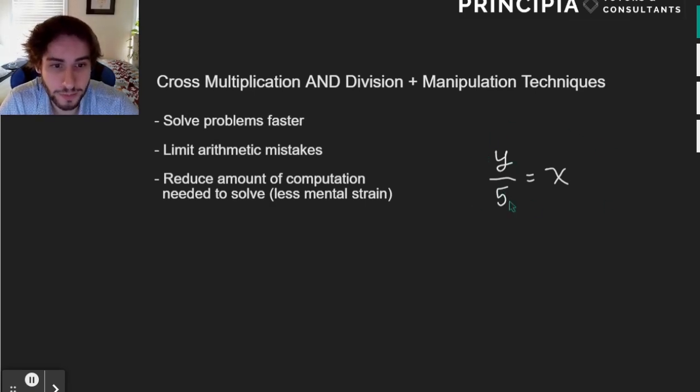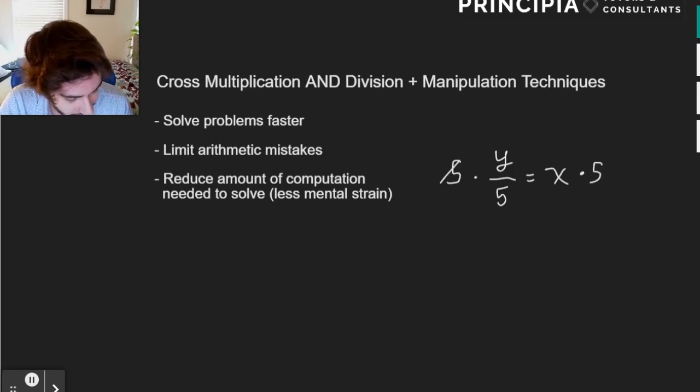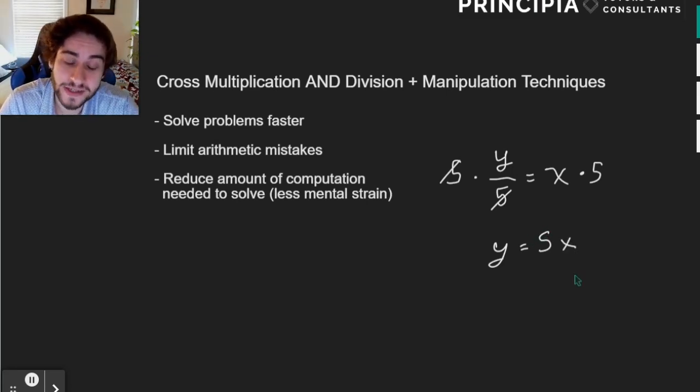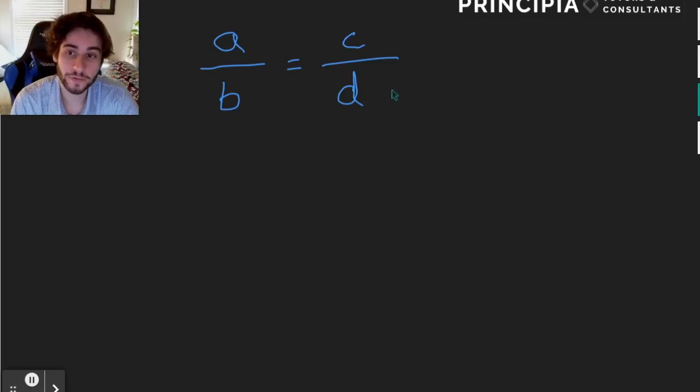So what we don't want to do is this problem: y divided by 5 is equal to x. If we want to get y by itself, we're first taught when we're learning algebra to multiply both sides by 5 to cancel these 5s out and get y is equal to 5x. Which is correct, but it's not the easiest or fastest way to do it. There's nothing mathematically wrong with this, but there is a better way to do it, which I will explain on the next slide.